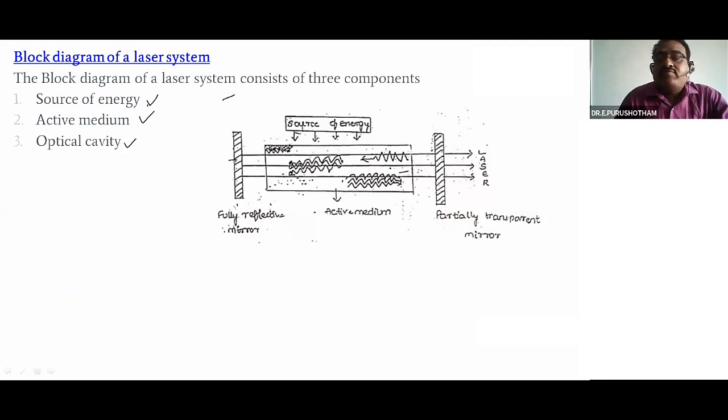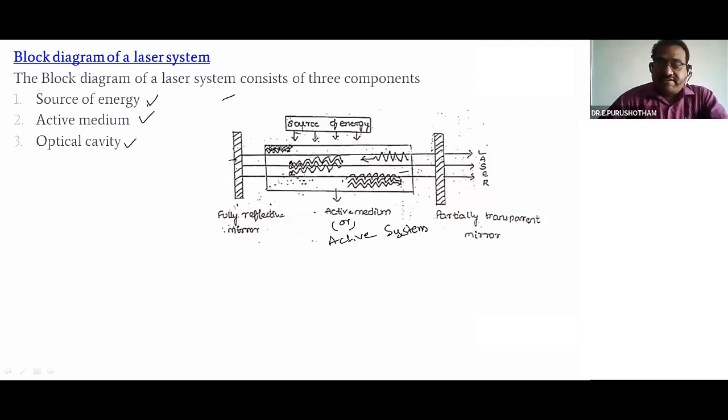What is active medium? It is also called active system. A system which has a long lifetime, that is called an active system. So an active system means it has population inversion, and it will start the pumping process also.